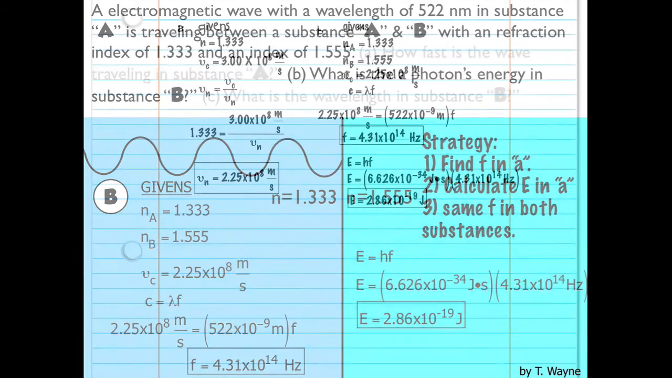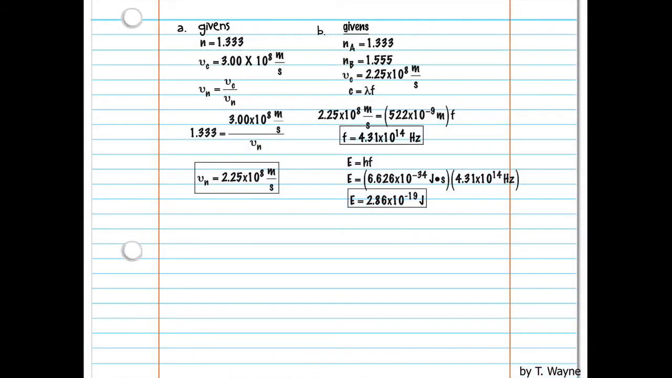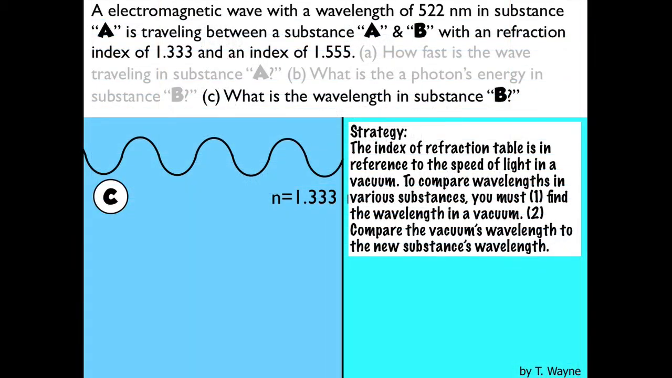All right, on paper it's going to look something like this. So there are our givens, and you can see the formula with variables, the formula with numbers and units, all listed out. Now let's go on to part C. The question in part C is what is the wavelength in substance B? So I know that the index of refraction table is a reference to the speed of light in a vacuum, not the reference of one index to another, but the index of a vacuum. The index of a vacuum is 1.